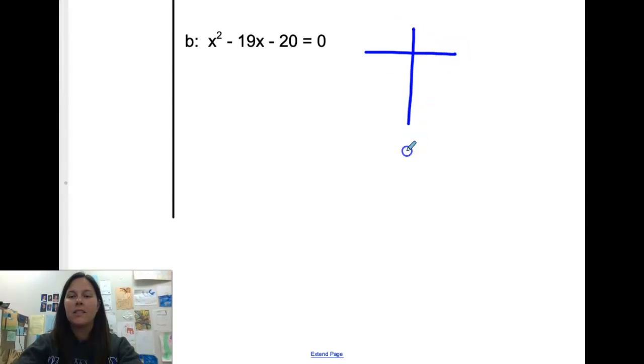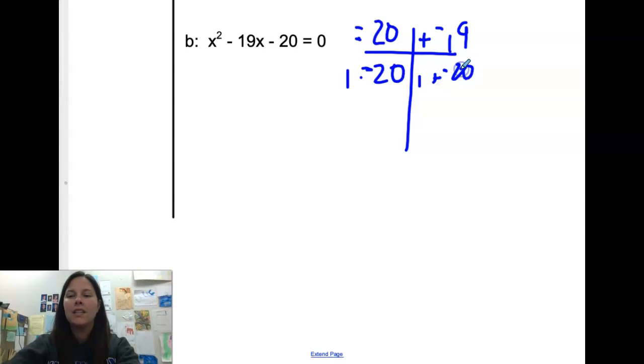Next factoring example is setting up that t-chart again. This time we're multiplying to a negative 20 and adding to a negative 19. In this case, in order to multiply to a negative, I need one positive and one negative number. I'm thinking I'm going to try 1 and 20. So in order to add to that negative 19, I need to have spent more money than I have. So I'm going to make the 20 negative, because 1 plus negative 20 does give me that negative 19.